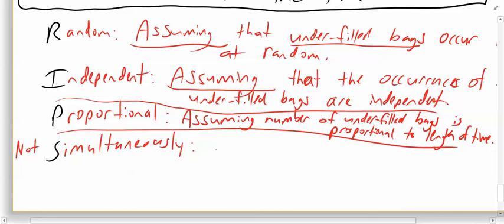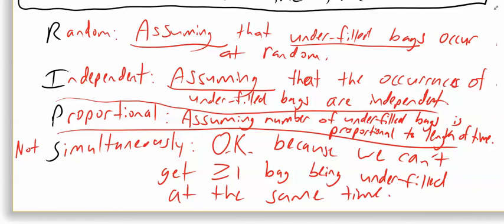And so that's not an assumption, that's a fact, because it's assuming only one bag can come off the production line at a time. And so you're obviously not going to get two underfilled bags together at the same time. So that one's okay. Can't get more than one bag being underfilled at the same time. So just in conclusion, what's that saying?